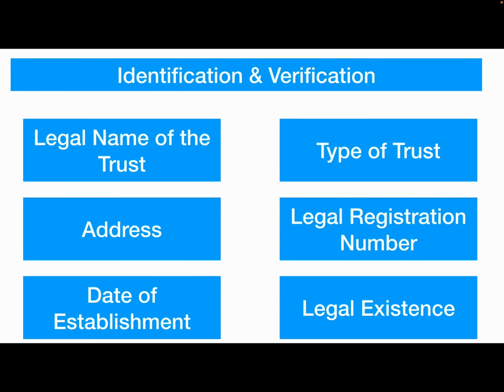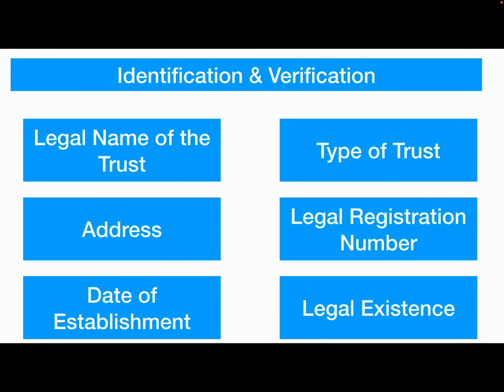So this can be verified either through the trust deed, or if there is any registry in that particular jurisdiction which provides the date of establishment. That's how we can verify and identify this piece of information. Then the type of trust is also quite important, because basis the kind of trust, the data attributes and the information that need to be captured may differ.